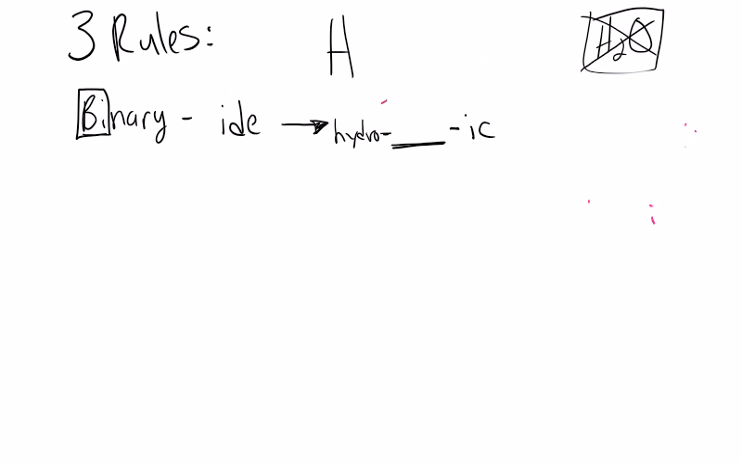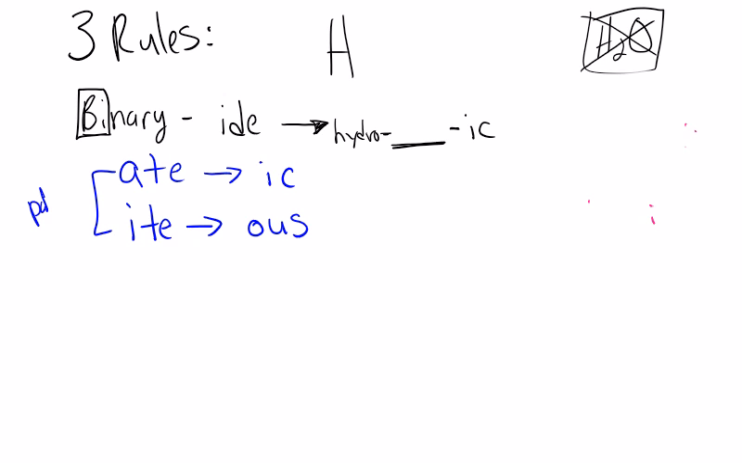The second rule is going to have to do with polyatomics. There are 2 rules that go along with polyatomics. The first of which is if the polyatomic ends in "ate," you are going to change the ending to "ic." There will be no prefix. If the polyatomic ends in "ite," you are going to change the suffix to "-ous." So really just three rules. These last 2 apply to polyatomics, and we're going to use these to name various different types of acids.